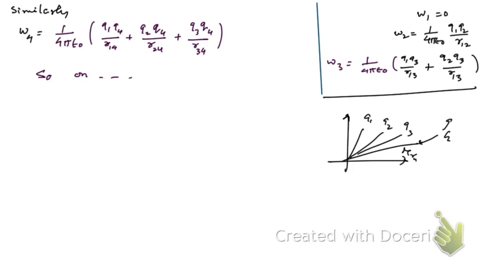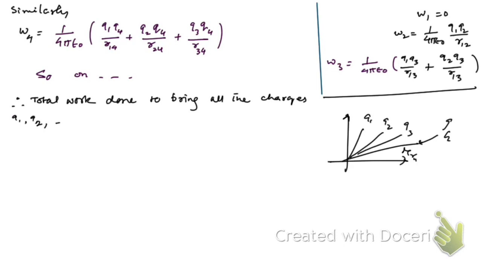Therefore, the total work done to bring all the charges q1, q2, up to qn to their positions is w, so net work done is equal to w1 plus w2 plus so on up to wn.